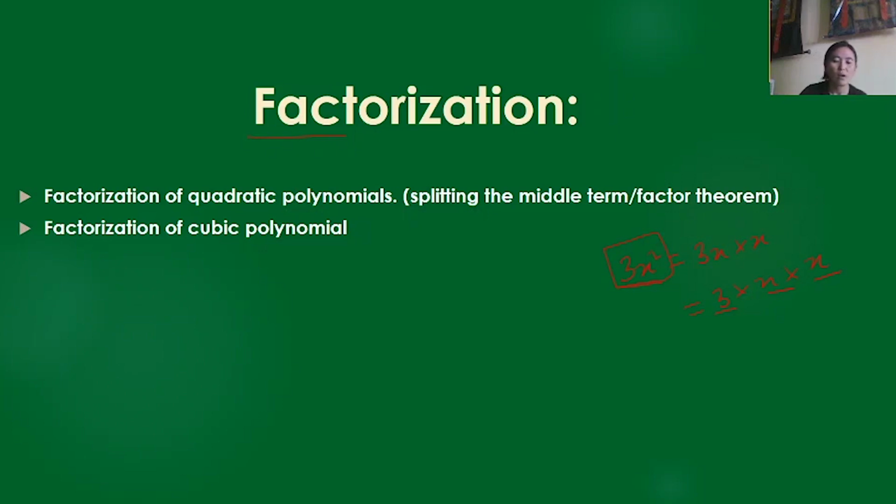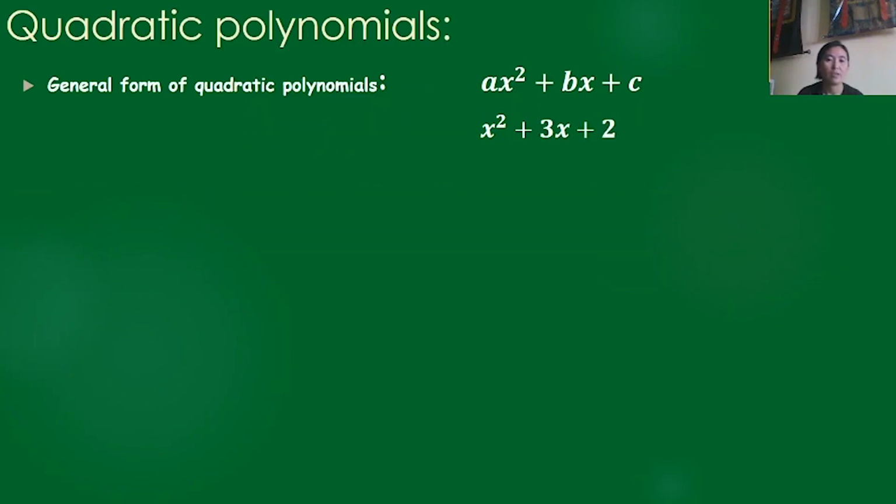Now we'll discuss how to factorize the quadratic polynomial. First is the general form of the quadratic polynomial, which is ax square plus bx plus c. Here a is the coefficient of x square, b is the coefficient of x and c is the constant term. There is one condition: a should not be equal to 0, where a, b and c are any real numbers.